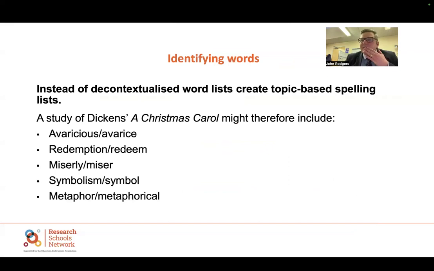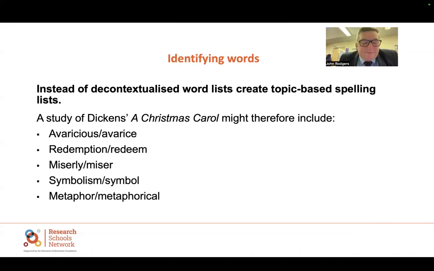So here's the idea about context is everything. It just means that if we're going to teach, I'm thinking about command words, you know, command words are really important for them to know.